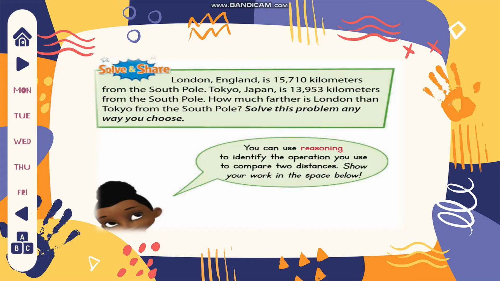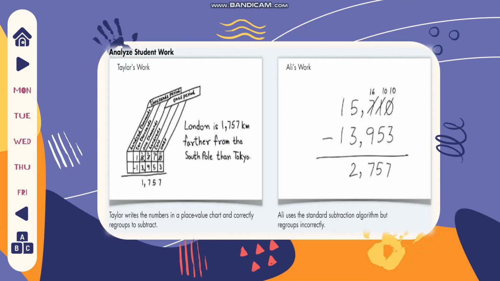Let's analyze this problem. London, England is 15,710 kilometers from the South Pole. Tokyo, Japan is 13,953 kilometers from the South Pole. How much further is London than Tokyo from the South Pole? Solve this problem any way you choose. Now let's analyze this student's work, Taylor's work, and Alice's work.